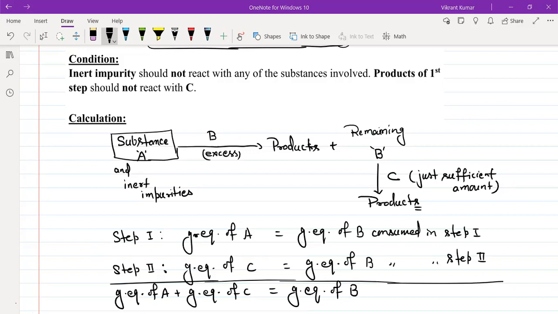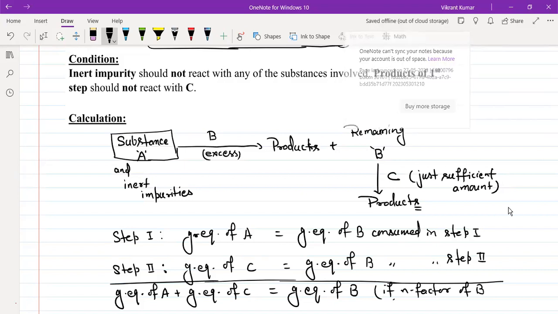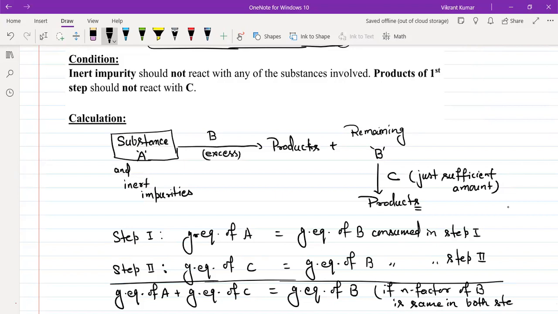हाँ, इसमें सिर्फ एक चीज ध्यान में रखना, B का N फैक्टर शुड नॉट चेंज इन द टू स्टेप्स, because if n factor is changing with same mole you will be getting different gram equivalents, है ना। ये कंडीशन क्या है, और तुमसे यही नॉर्मली पूछा जाता है, if n factor of B is same in both the steps। ठीक है? Is it okay?